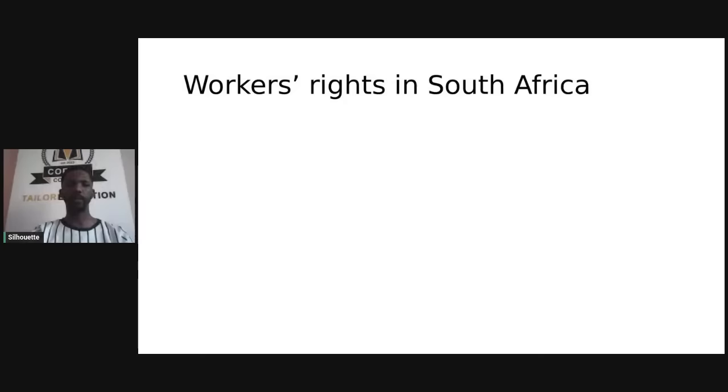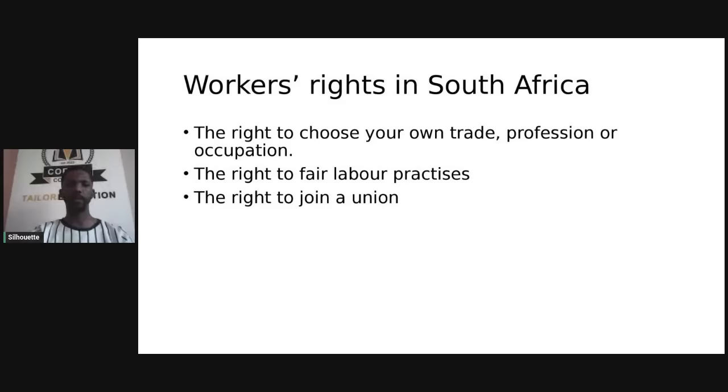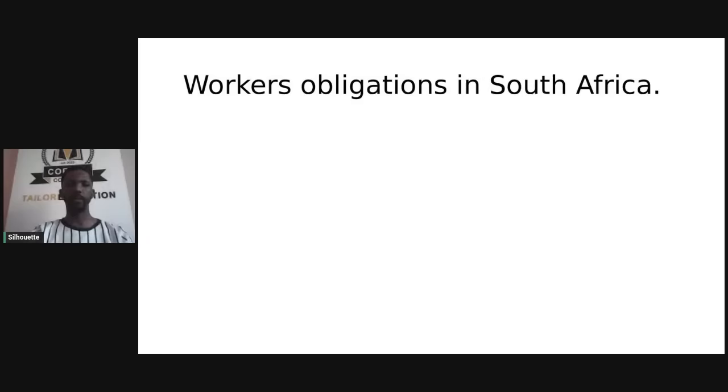And then what are workers' rights? Workers have a right to choose their own trade, meaning the profession or occupation or job they want to follow. They have a right to fair practices in the place that they work in. They have the right to join any trade union that will protect their interests. They have the right to be part of the programs organized by their trade unions. They also have a right to strike or protest if there is a condition that is not conducive or they're not happy about.